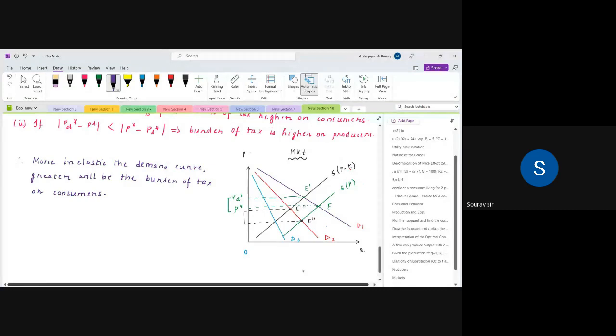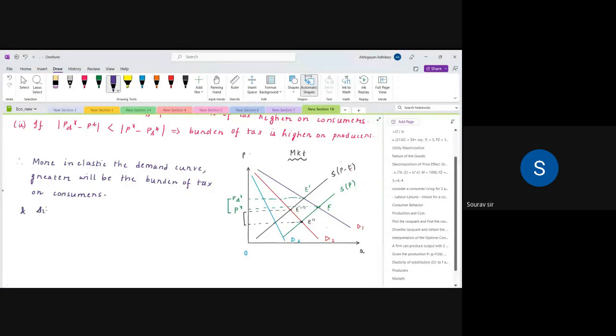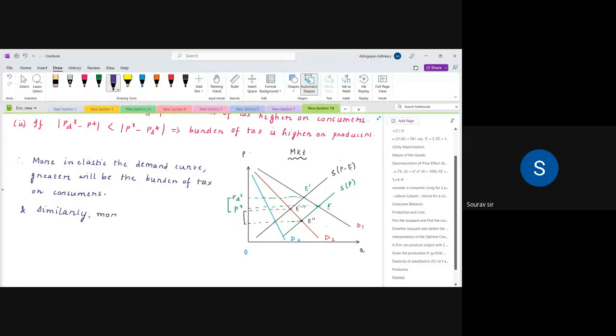So I'm writing this down as well. And similarly, the more inelastic the supply curve, greater will be the burden of tax on producers. Okay.